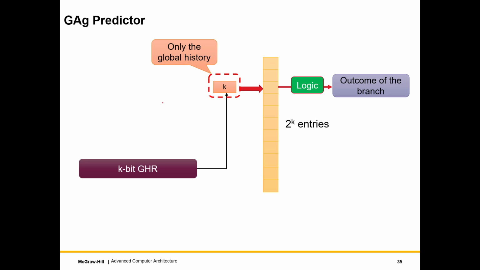So in this case, we don't use PC bits at all. So there is no P, as you can see. So we have a single K-bit GHR. We only use the global history to access a table with 2 to the power K entries, where each entry contains a saturating counter. And this determines the outcome of the branch. So this, of course, is not a good idea because we are not using the PC information at all. So there is no per branch information that is stored, which of course is not the right thing to do.